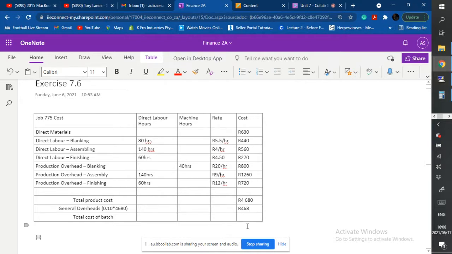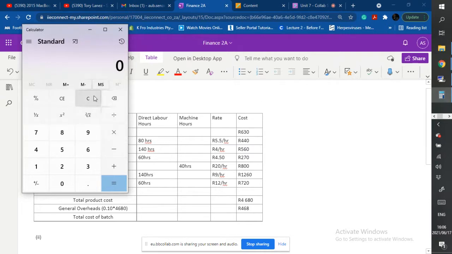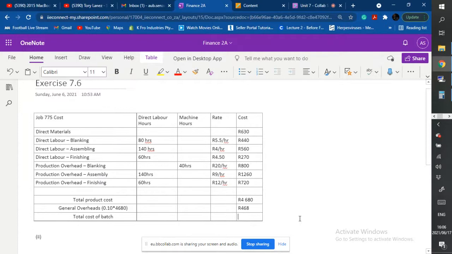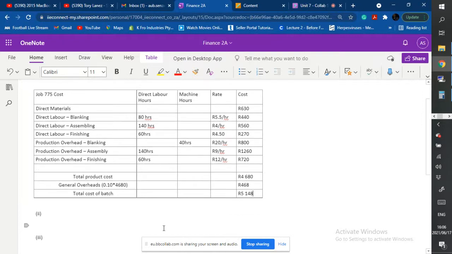Okay, your total batch cost, let's quickly add that. Okay, so that's now your total cost, which I think is 5,148. Okay, so we finished the first bit. They wanted us to quickly calculate the total cost for the batch.